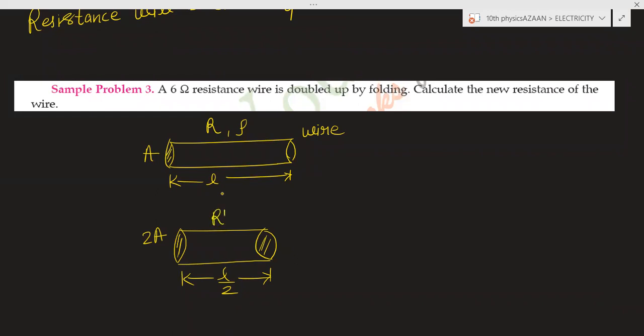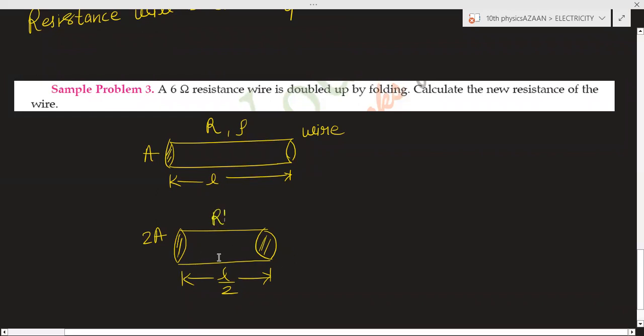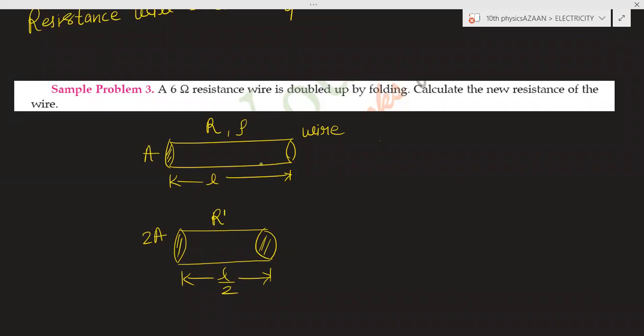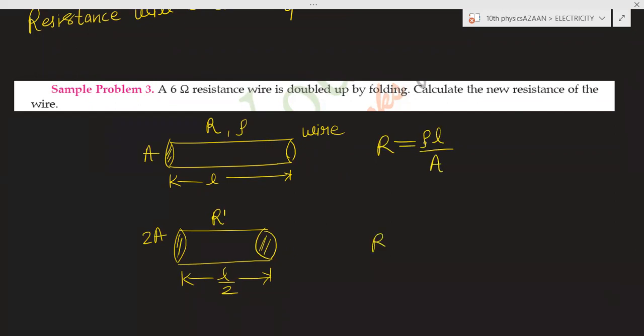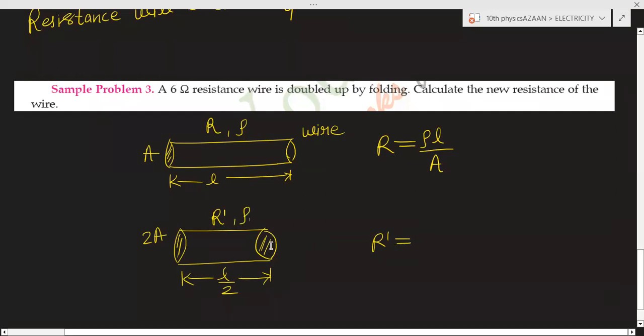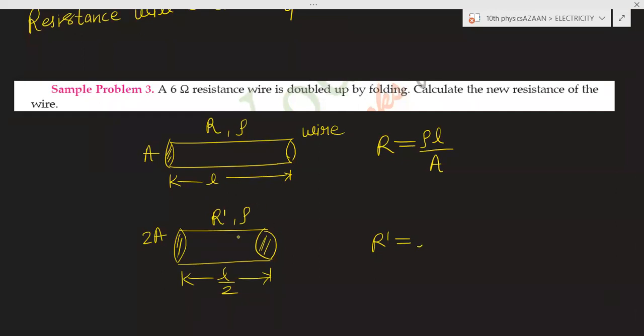And they are asking what will be the resistance. Suppose R dash is the resistance of the new wire. Now apply R is equal to rho L by A. What is R here? R here is R dash. Rho will be the same because you are just doubling the wire but not changing the material of the wire. So rho will remain the same.